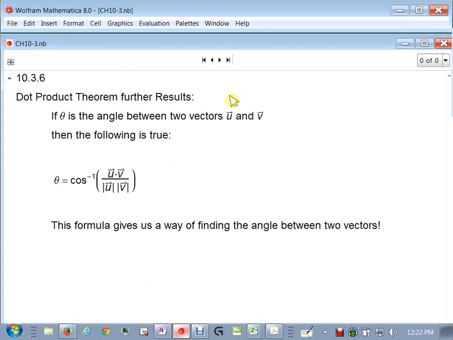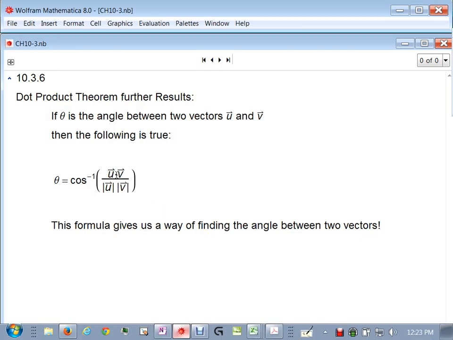Dot product theorem, further results. This is just another formula, but it's actually the same exact formula we just had, solved for theta. If you take that formula before, divide through by the two magnitudes on both sides, and then take arc cosine on both sides, you get this. What's convenient about this formula is that it gives you a way to find the angle between two vectors if all you have are the vectors.